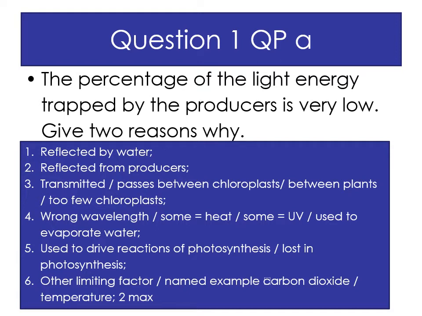So if you think about when the protons move down the gradient back out of the thylakoid disc, and that energy is used to catalyze the reaction between ADP and phosphate to make ATP, that reaction is not 100% efficient. There's a lot of heat loss to the environment during that process. So you can talk about that as well as an extra mark point there.